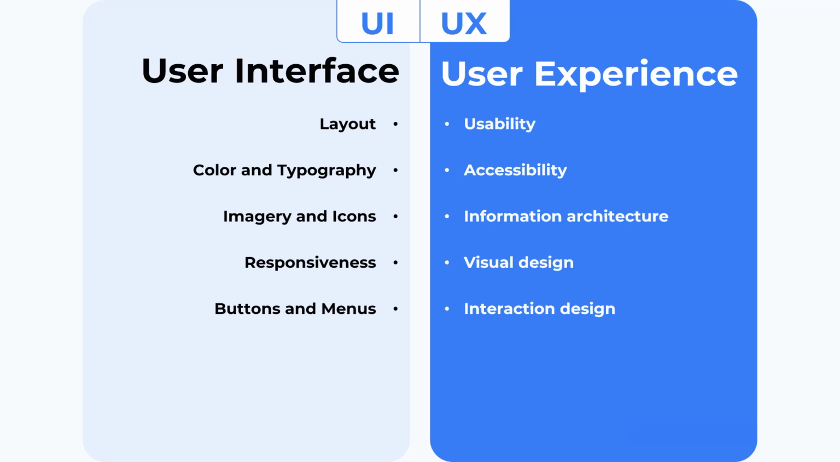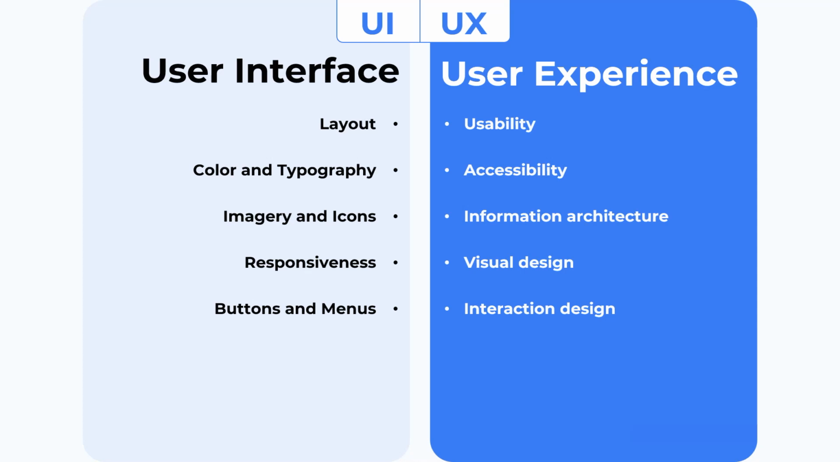So UI consists of layout, how the elements are arranged on the screen, color and typography, imagery and icons, responsiveness, ensuring the UI adapts seamlessly to different screen sizes, and buttons and menus.